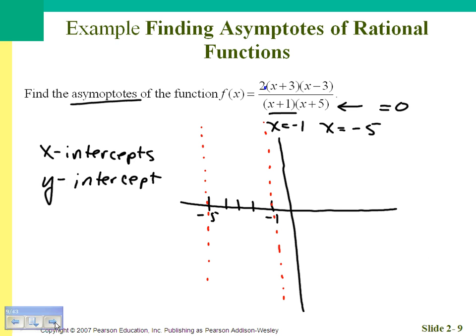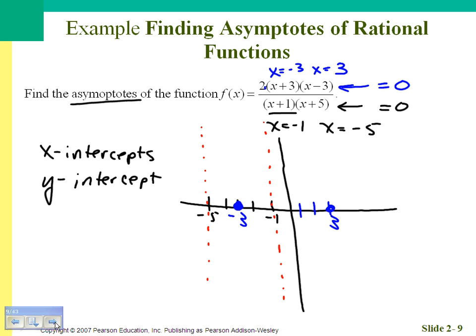Now to find the x-intercepts, we're going to look at when the numerator equals 0. Again, they factored it for us, so that's easy to see. At x equals -3 and x equals +3, we're going to cross the x-axis. So I'm going to put a little point right there at -3. And I'm going to put another one out here at +3 because I know that's where it's going to cross the x-axis.